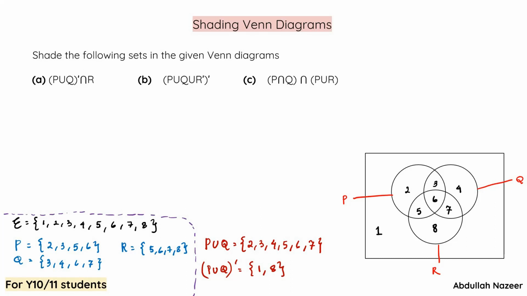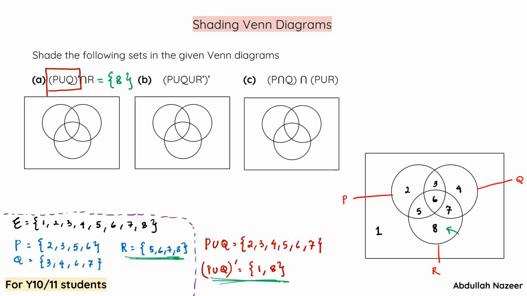Now we have found a part of the region we are looking for, which is P union Q complement. We just need the set R, which we already know, and we need to find what's common between this complement set and the set R. If we compare them together, the only thing common between P union Q complement and R is the number 8. Which means that the region that belongs to this set is the region that belongs to the number 8, which is this region over here. So let's go ahead and shade that. The region that belongs to question A is this region here.